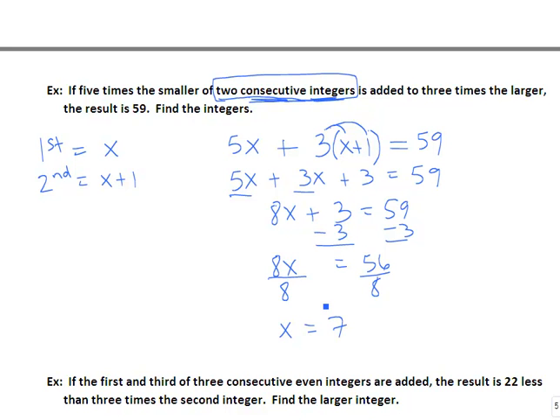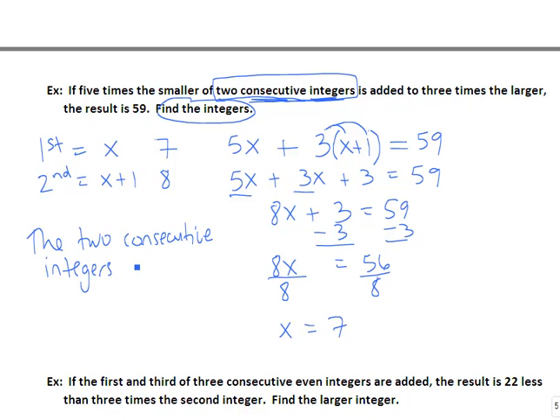Now before you write your final answer, look at that last sentence to determine what they want to know. This one wants to know the integers, both of them. So if x is 7, remember the first number was our x, so the first number must be 7. The second number is x plus 1, so the second number must be 8. So the two consecutive integers are 7 and 8. And there's my solution.